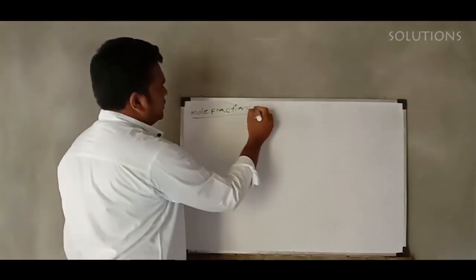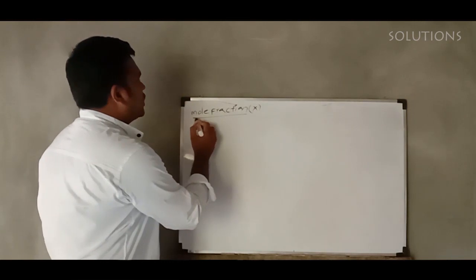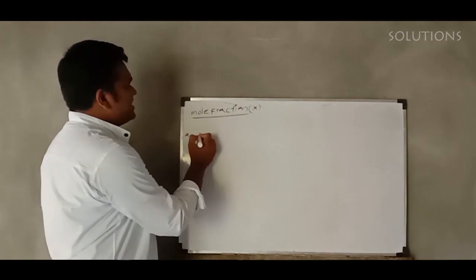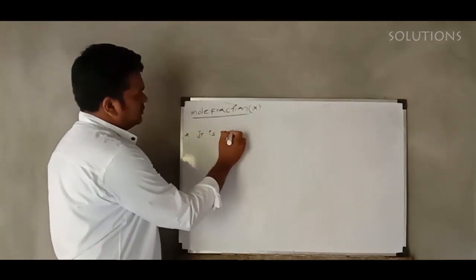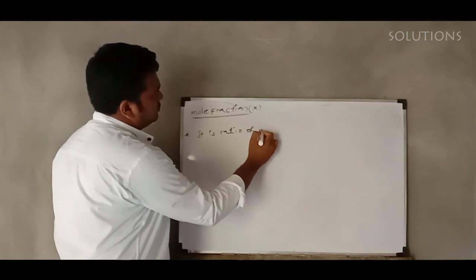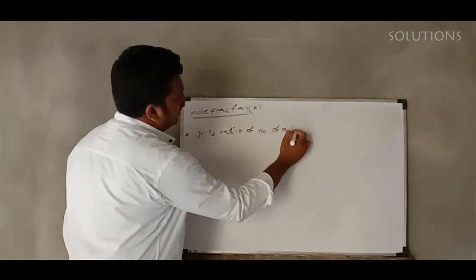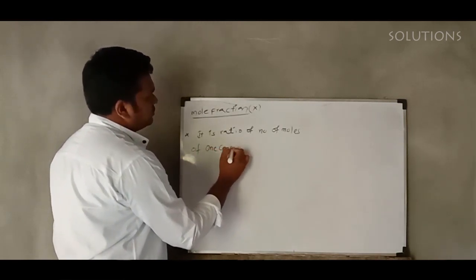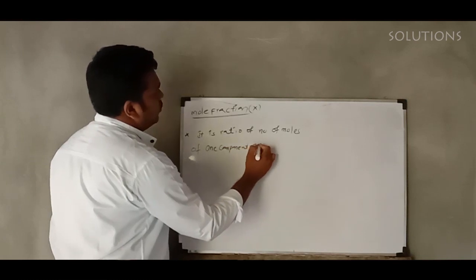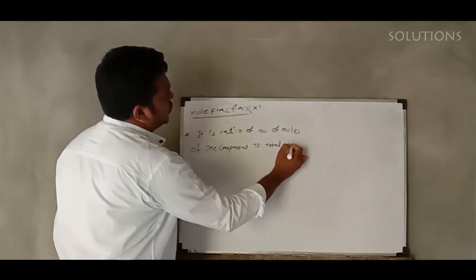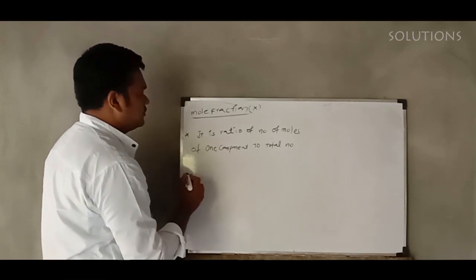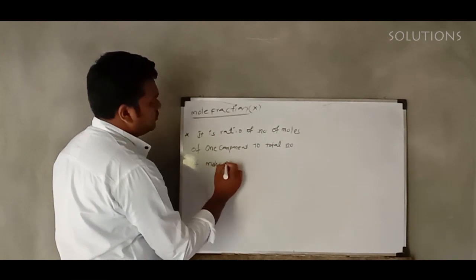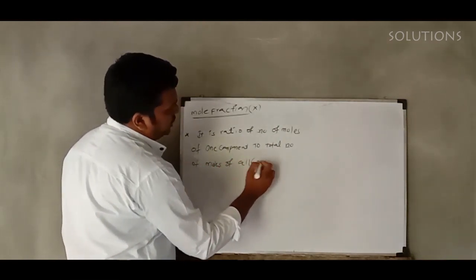Next concentration term is mole fraction. Generally you write the mole fraction as capital X. What is the definition of this mole fraction? Mole fraction, we can write, is a ratio. It is the ratio of number of moles of one component to the total number of moles of all components.